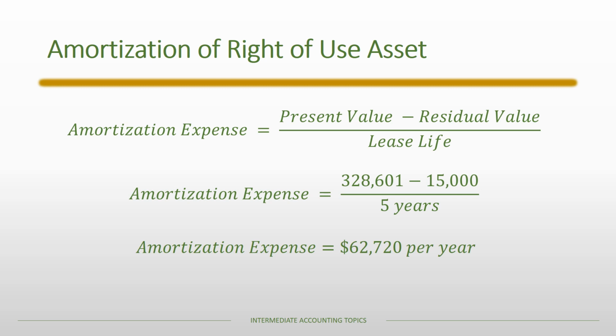So the next step is to record or calculate the amortization of the right of use asset. The amortization expense is much like straight line depreciation for property, plant, and equipment. The framework is very similar. You start with the present value, you subtract the residual value, and you divide that by the lease life. For this example, the present value is $328,601, the residual value is $15,000, and the lease life is 5 years. So the amortization expense for this right of use asset is going to be $62,720.